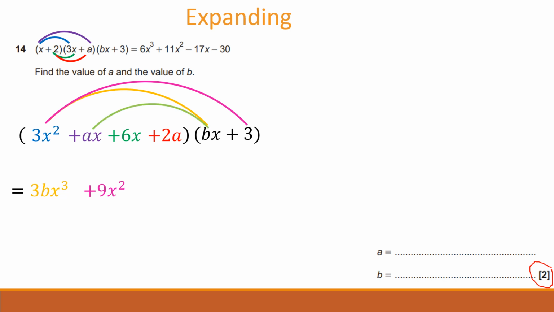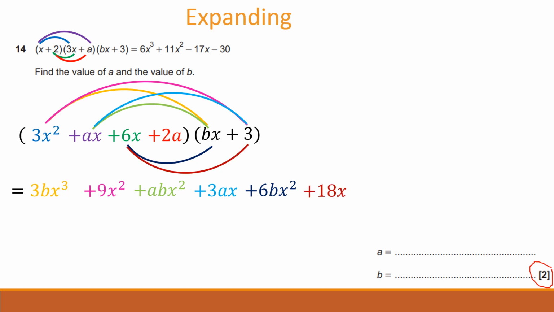I'm then going to multiply my ax by my bx, which gives me abx squared. Then I'm going to multiply the ax by the 3, which is 3ax. Then I'm going to move on to the next term, which is the 6x, and multiply that by bx. That gives me 6bx squared. Then I'm going to multiply that same 6x by the 3, which gives me 18x.